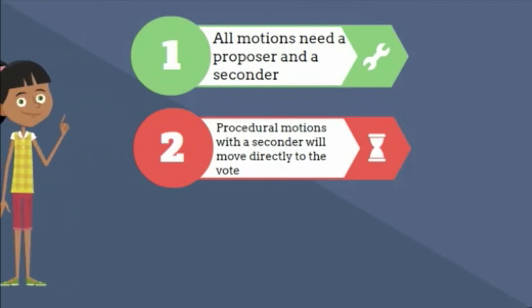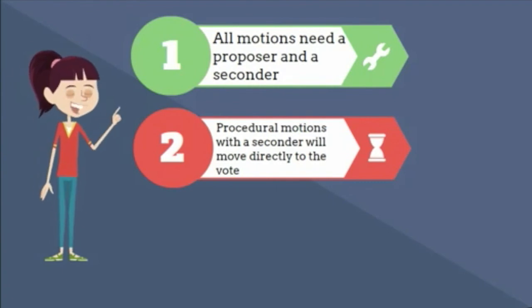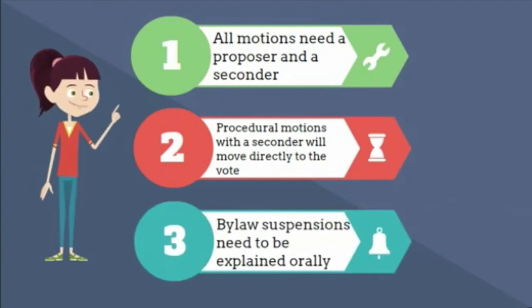If there is no seconder, the chairperson will ask for a seconder. Be aware that when a procedural motion is seconded before being tabled, it cannot be explained, and the chairperson will move directly to the vote.